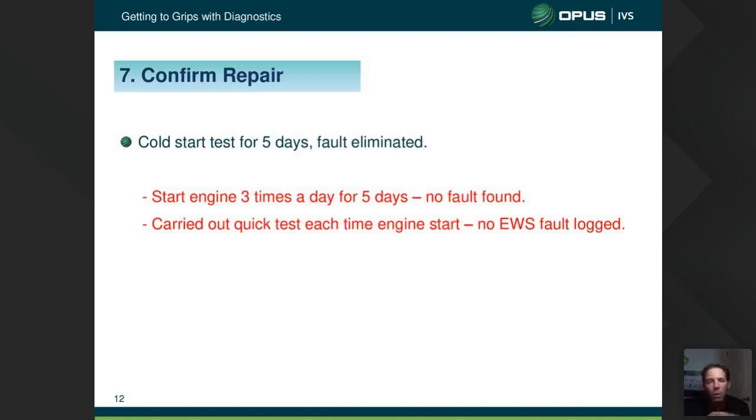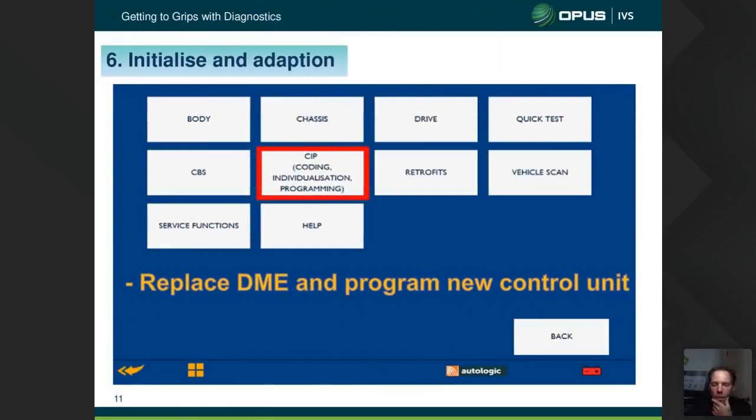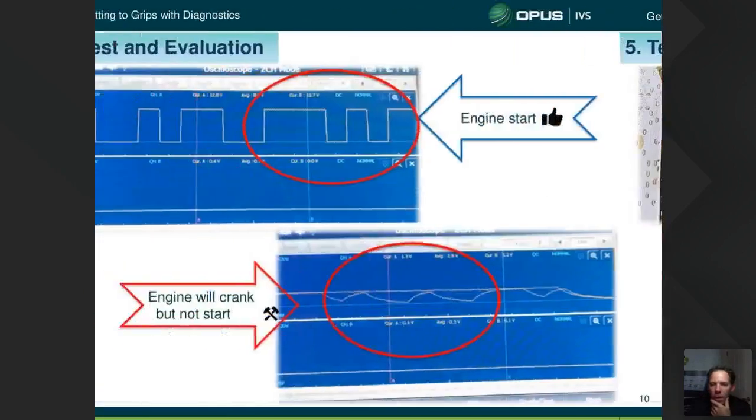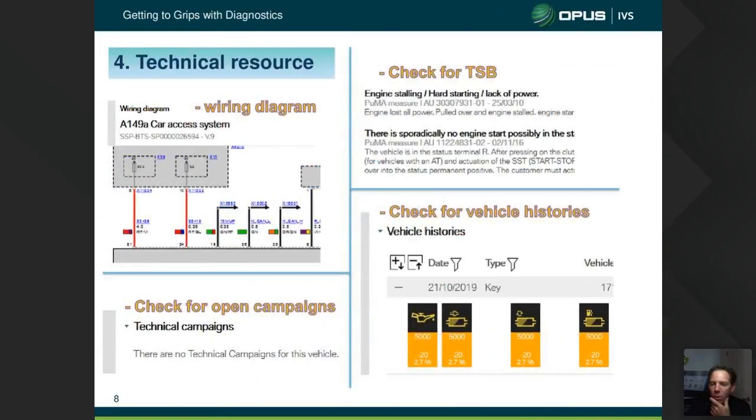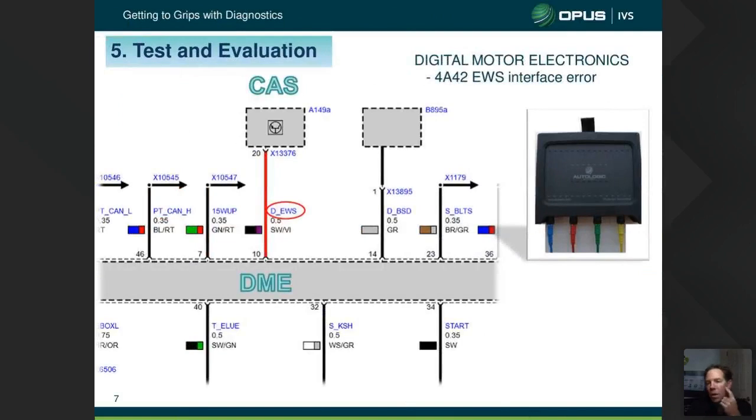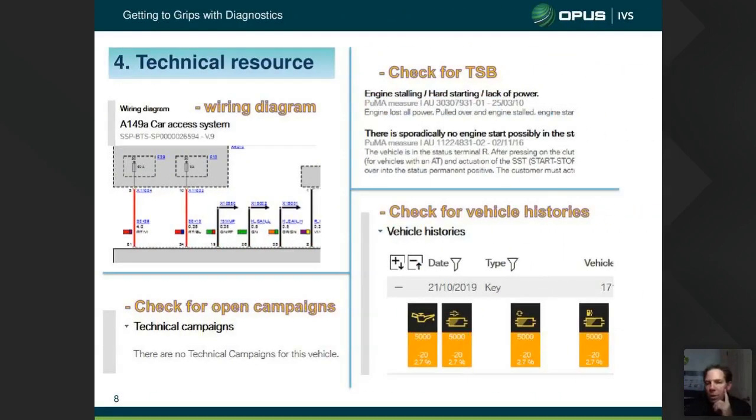So what's interesting about that is there's quite a large system going on with this BMW at the start. And unless you're intimately familiar with a BMW X5 and how the system works, finding that fault's probably going to be a little bit difficult without a little bit of help from a technical resource of some description, whether it's a wiring diagram, a campaign, or a TSB.